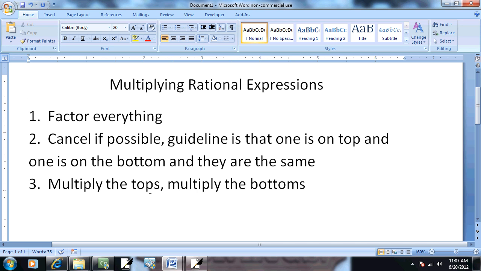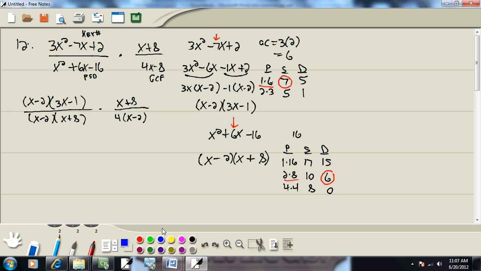That was step 1, factor everything. Step 2, cancel if possible. Guideline is that one is on top and one is on the bottom, and they are the same. Well, here's x plus 8, and here's an x plus 8. Those are going to cancel. Here's an x minus 2, and here's an x minus 2. Again, only guideline is one's on top, one's on the bottom. They don't have to be in the same fraction. They can be separate fractions or the same.